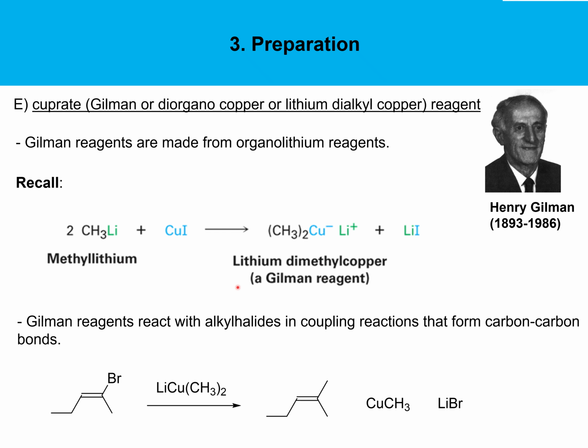One of the reactions that Gilman reagents do is they transfer an alkyl group to certain alkyl halides. So for example, with this vinyl halide, the bromine will be replaced by a methyl group from the Gilman reagent to give us this product here. We'll also obtain a byproduct of copper or methyl copper, as well as lithium bromide.